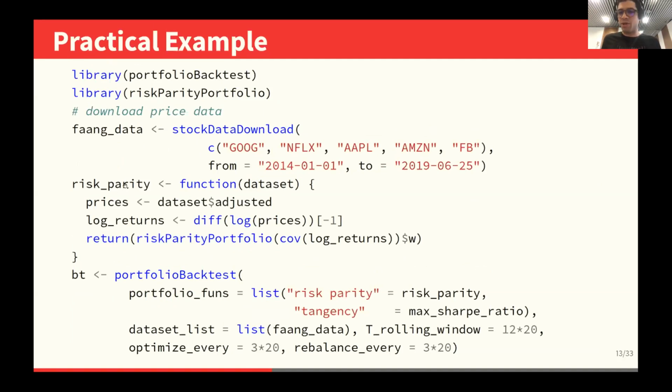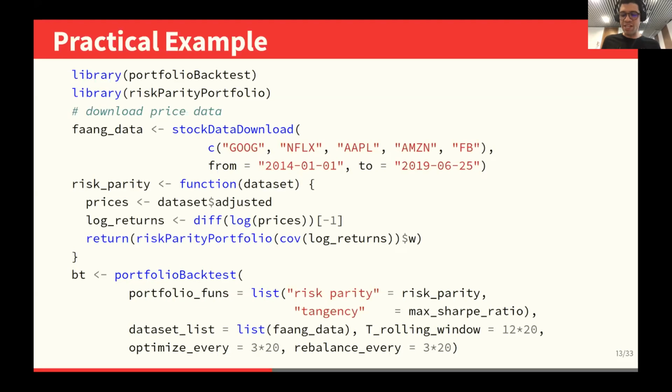So basically the philosophy in this package is that you create a function that takes in a data set and spits out a portfolio. So I just create a wrapper around the risk parity portfolio function, where I get the data set, compute the log returns and the covariance matrix of those log returns, and spit out the portfolio. And then I call the portfolio backtest function, where I pass the functions to be tested, the functions that return the portfolios, the data set, and some other additional parameters like the rolling window or the frequency of rebalancement and so on.